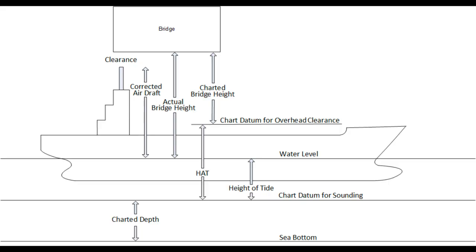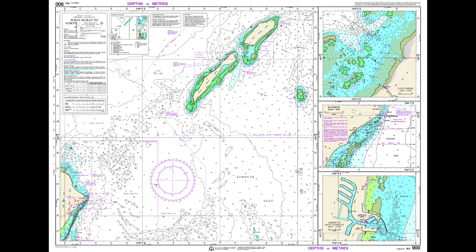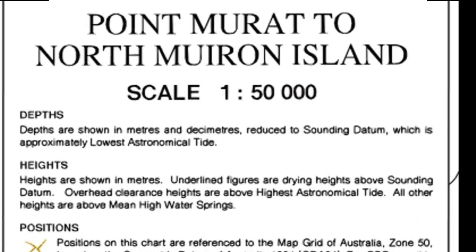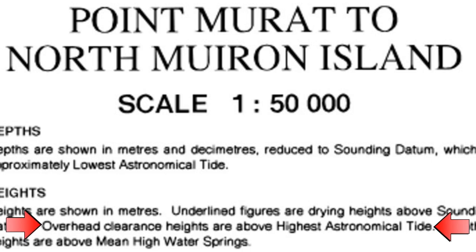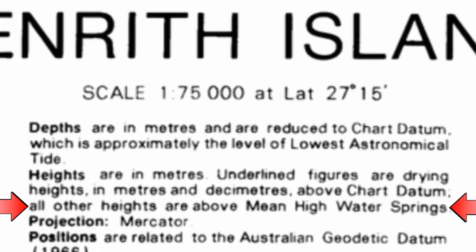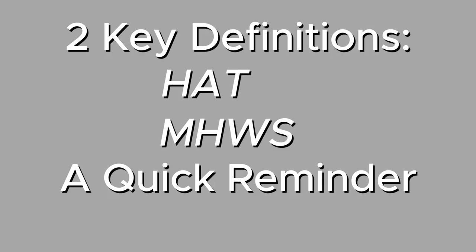The charted bridge height represents the distance from the bridge's underside to a specific water level reference point, known as the chart datum for overhead clearance heights. This reference point may vary depending on the chart. To find this datum, refer to the chart's title block. On some charts, the chart datum for overhead clearance heights is taken as highest astronomical tide. On other charts, it is the mean high water springs. Always verify the datum in the chart's title block.